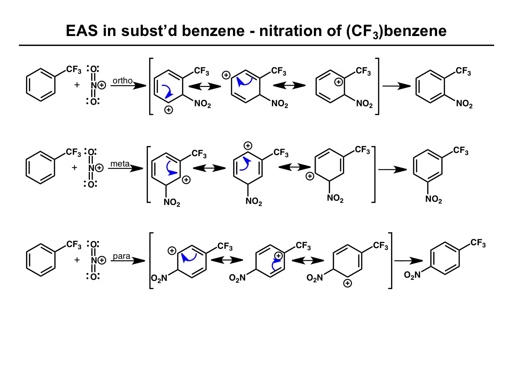Next, let's look at the options for nitration of trifluoromethylbenzene. Just as we saw a couple slides ago, the nitro group can become connected ortho to the original substituent, and we can draw additional resonance structures, and these are going to lead to the ortho product. This can become connected meta to the original substituent, leading to the meta product, or it can become connected para, leading to these different resonance structures, and finally leading to the para product.